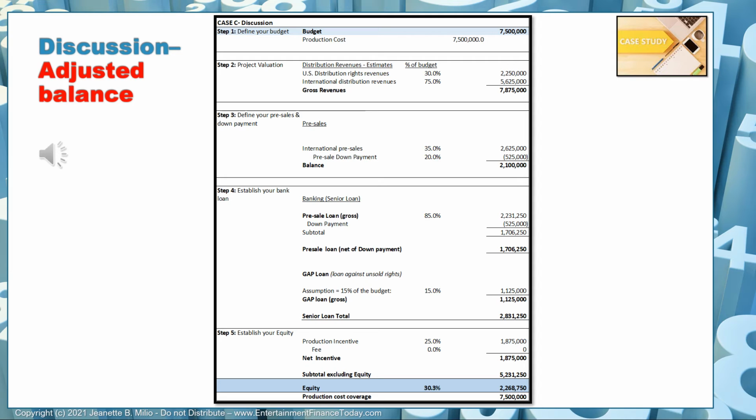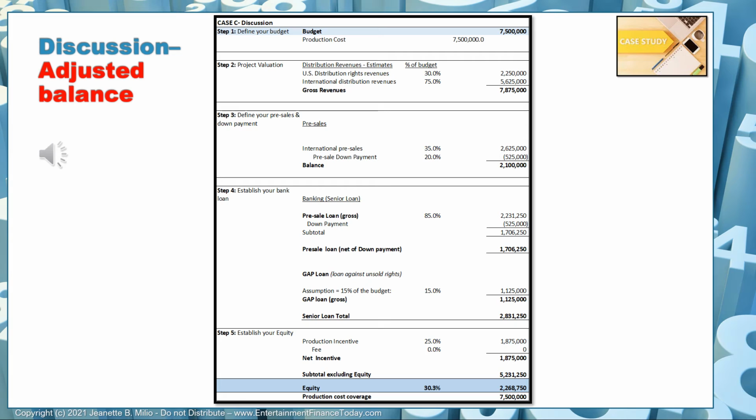So let's look at the gap loan. In this scenario, the assumptions provided a percentage of 15%. So 15% of the budget is supposed to be the gap loan. That is 15% of $7.5 million, which is $1,125,000. So altogether, our senior loan is now $2,831,250, and that's the portion that we can also use to get our budget covered. So the first amount we received was the pre-sale down payment of $525,000, and the second amount we're receiving now is $2,831,250.